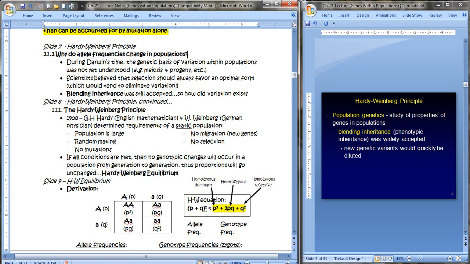So this is the second installment of the evolution of populations. So I thought we both might need a break there.